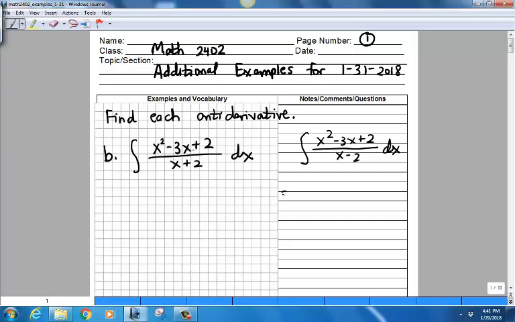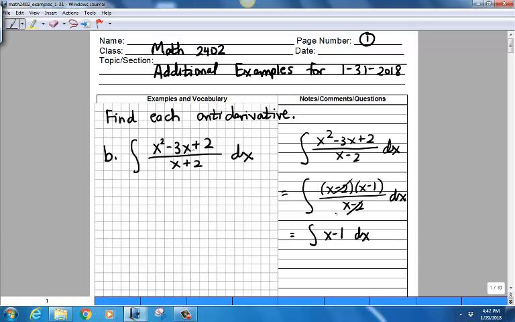But I want to point out that in this problem, you can find the antiderivative much more easily simply by reducing the rational expression. So notice that numerator in this rational expression is going to factor. So it factors as x minus 2 times x minus 1. And of course, we have that divided by x minus 2. And so notice in this case, the x minus 2's will divide out. And so you'll just get left with the antiderivative of x minus 1.